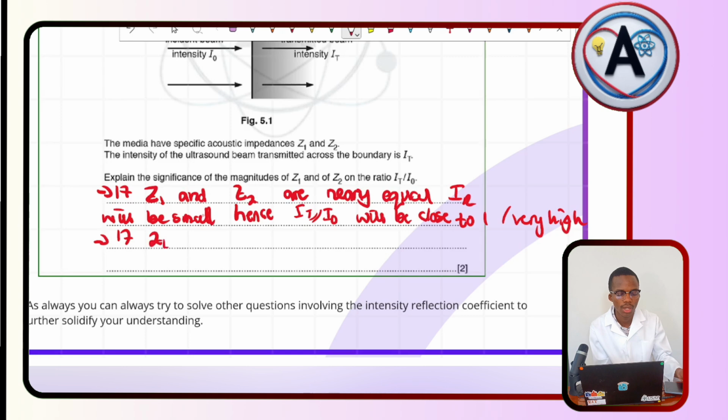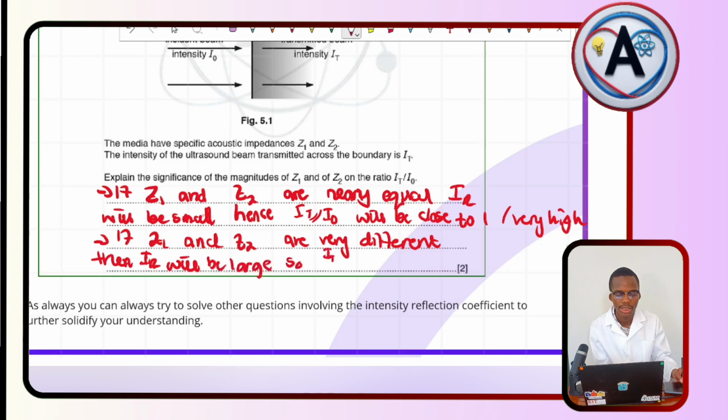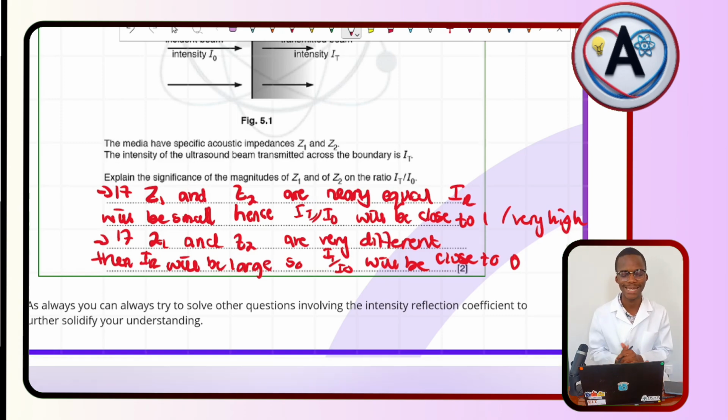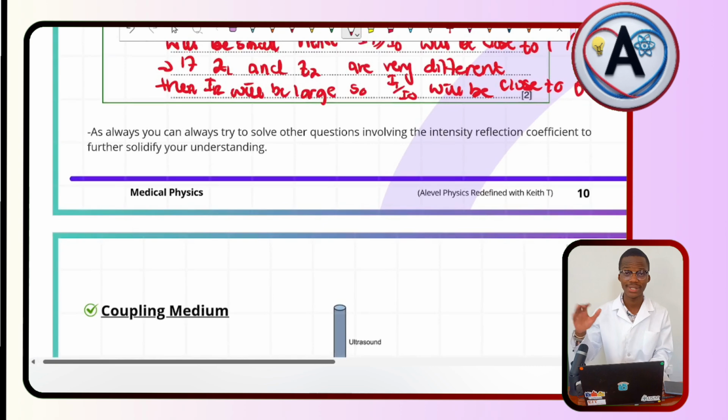And then, if Z1 and Z2 are very different, then IR will be large, so IT over I0 will be close to 0. Okay, that's essentially it, guys. We're comparing the magnitudes of Z1 and Z2 and how they're related to IT, essentially the transmitted intensity.